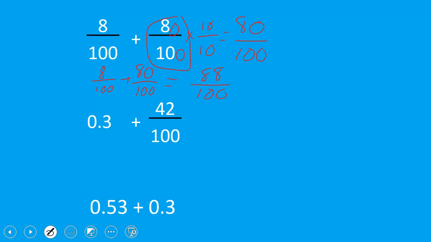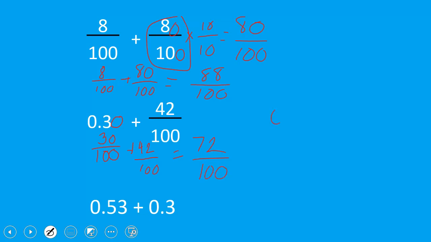So let's try the second one with 3 tenths plus 42 hundredths. So one is a decimal, one is a fraction, but you know what? I'm not going to let that trick me. I know I can put a 0, and this now became 30 hundredths. I can change that to a fraction if that makes you feel better. 30 hundredths and 3 tenths are exactly the same amount, plus 42 hundredths. So all I gotta do is add 30 and 42, and I'm gonna get 72 hundredths.